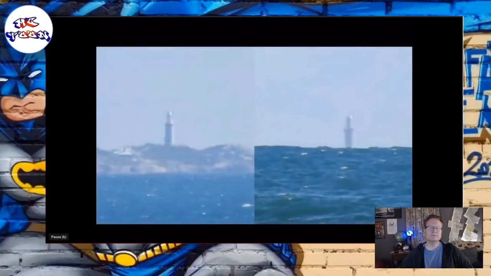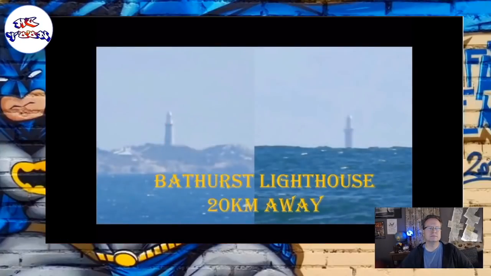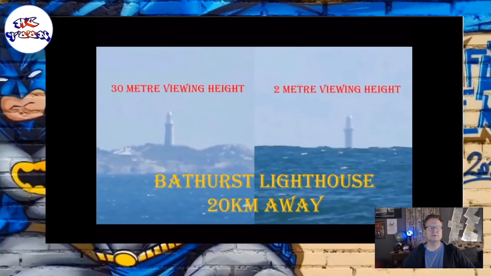Let's add some more distance. This is Bathurst Lighthouse from 20 kilometers away. This is the footage that he took from Wolfie before he blocked him. The left image is from a 30 meter viewing height, and the right image from a 2 meter viewing height. The obstruction in the right image, the globe proponents will assert, is only from Earth curvature and nothing else.